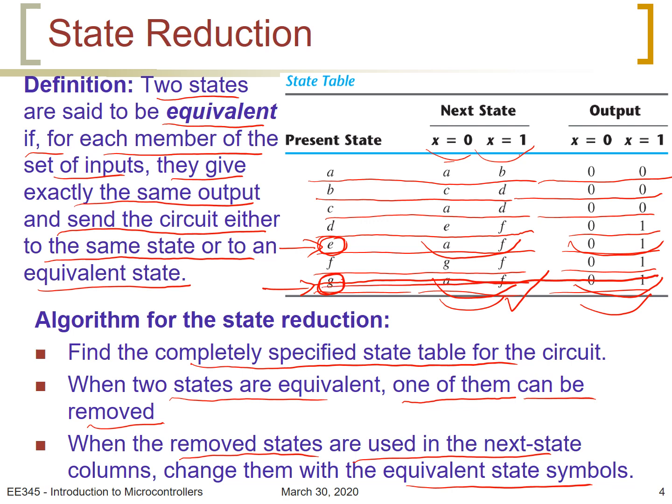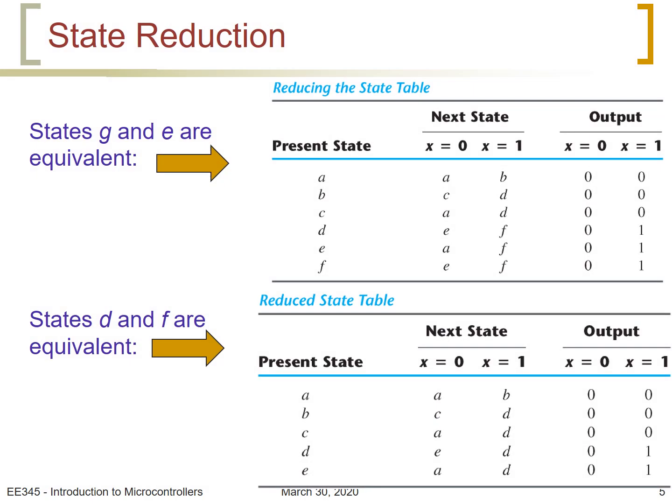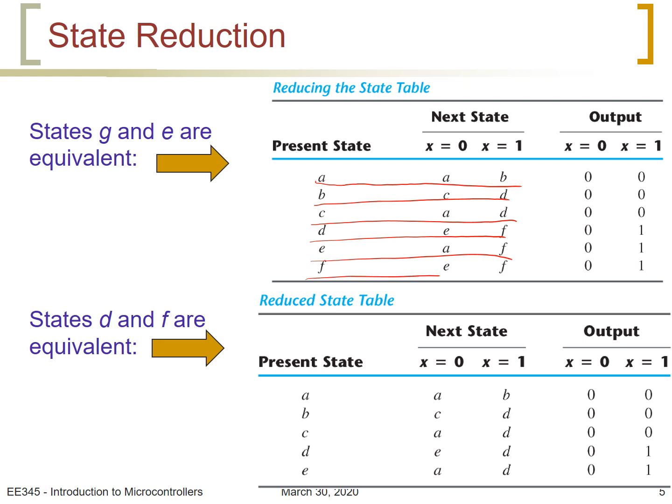When we remove G here, we look at the next state, these two columns. Wherever G is there, we replace G with E. We find G is here. So we erase G and we write E. And this is now a reduced state table with 6 states only instead of 7. Let us make it cleaner in this table, which has 6 states: A, B, C, D, E, and F. And as we said, G is already gone.